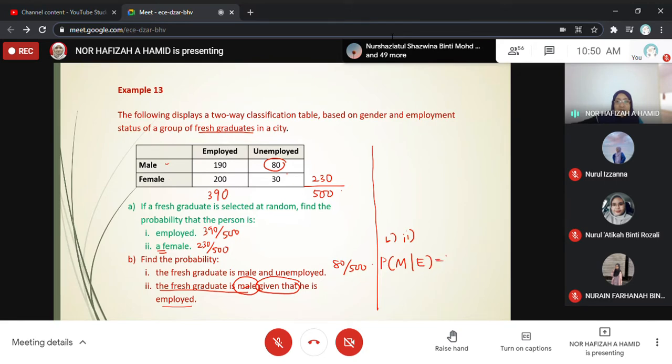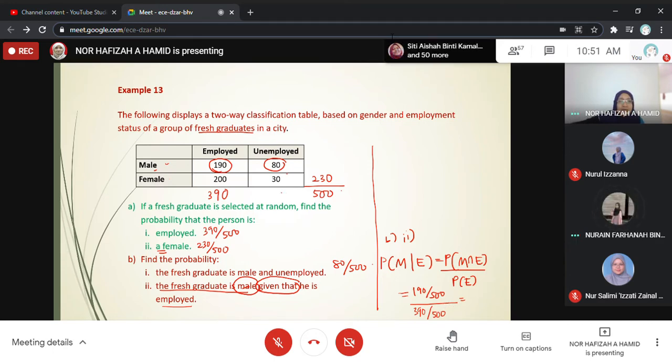Okay, so later the formula becomes probability for M intersect E over probability for E. M intersect E means male intersect with employed. So male intersect with employed, you have 190 over 500, over probability for E. E is employed, 390. So 390 over 500. So later you will get the answer. Okay, so this is the example.